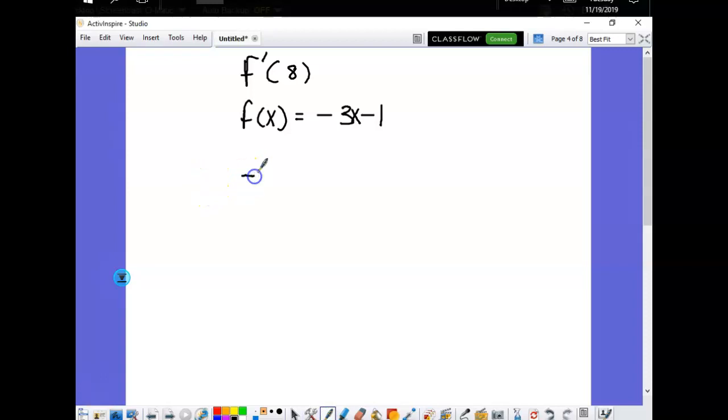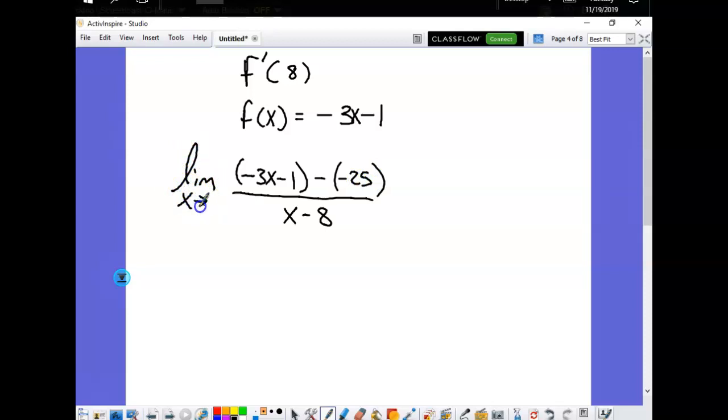Negative 3x minus 1 minus 25. Close. Minus what? F of 8. You could say f of a. I think that's where people kind of were getting a little bit confused. So you have f of x, right? And then you have f of 8. So it's minus f of 8. F of 8 would be negative 25, right? And so we have these double negatives here, which are going to become positives.